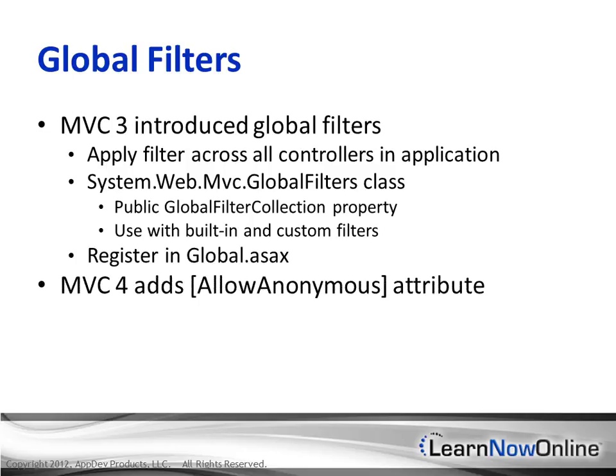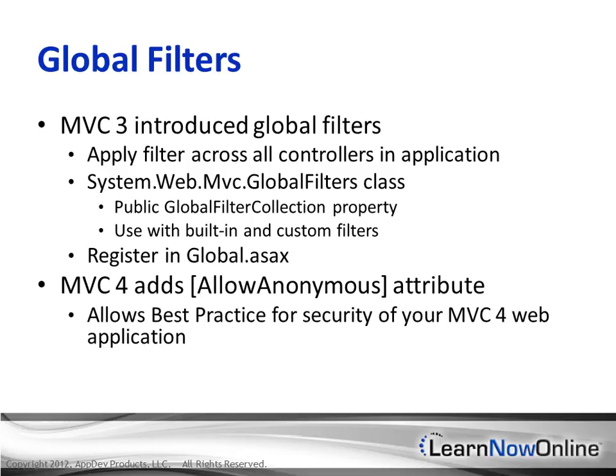What MVC4 brings to the table now is the new AllowAnonymous attribute. This allows for the best practice of security of your MVC4 web application. So what this means is that you want to go sprinkle this attribute above any action method that is returning to the screen or has an action. So everything that is public domain that doesn't require a user to be authenticated, you want to put AllowAnonymous on there. Otherwise, you could have Authorize with or without parameters. If you have parameters with Authorize, you can define roles, specific users, and so forth.